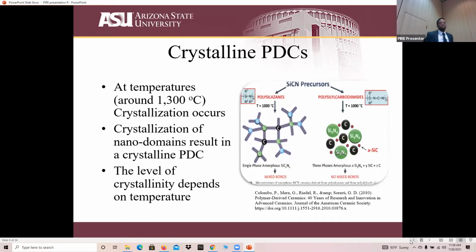So, after forming this amorphous matrix, typically at temperatures of around 1300 to 1500, we begin seeing the crystallization of the different nanodomains that we have in our ceramic matrix. On the figure that I show on the right, we have a PDC matrix that was synthesized from a pre-ceramic polymer that contains silicon, carbon, and nitrogen. And because of that, we see silicon nitride, carbon, and silicon carbide nanodomains. So the crystallization of these different nanodomains leads to the overall crystallization of our PDC material. The main takeaway from this slide is that the level of crystallinity that one can expect to obtain from a PDC is highly dependent on the synthesis temperature.